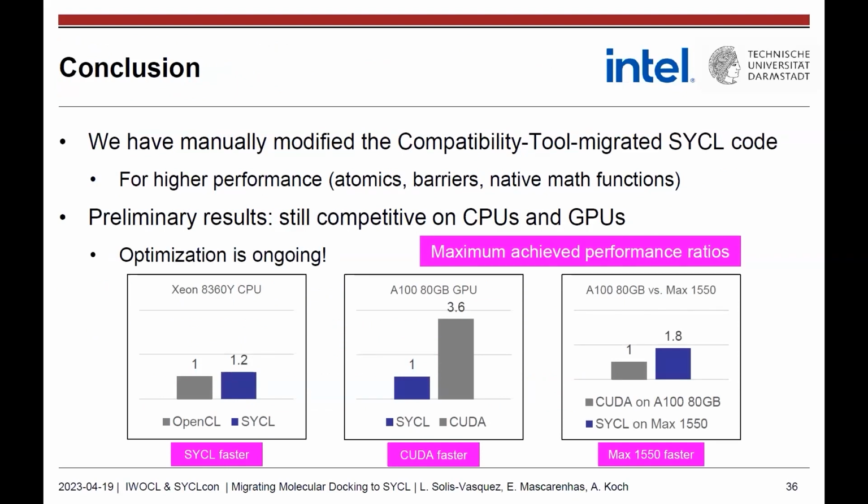We have used the compatibility tool to migrate the CUDA version of AutoDock-GPU, and the resulting SYCL code has been reviewed. We needed to manually modify it, not just to achieve functional correctness, but also to increase its performance. Actually, we had to tune the atomics, the barriers, and the math functions in order to use the native ones in SYCL. The results presented here are preliminary, yes, but they are still competitive on CPUs and on GPUs too.